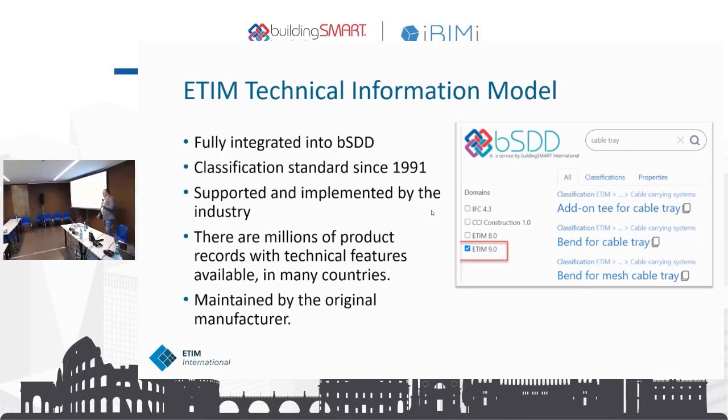But now we are fully integrated into bSDD, and we're a classification standard with 30 years under the belt, supported by and implemented by the industry. So there are 1 million product records available somewhere in the cloud. So by using bSDD and referencing ETIM, you could hook that up to your BIM model.